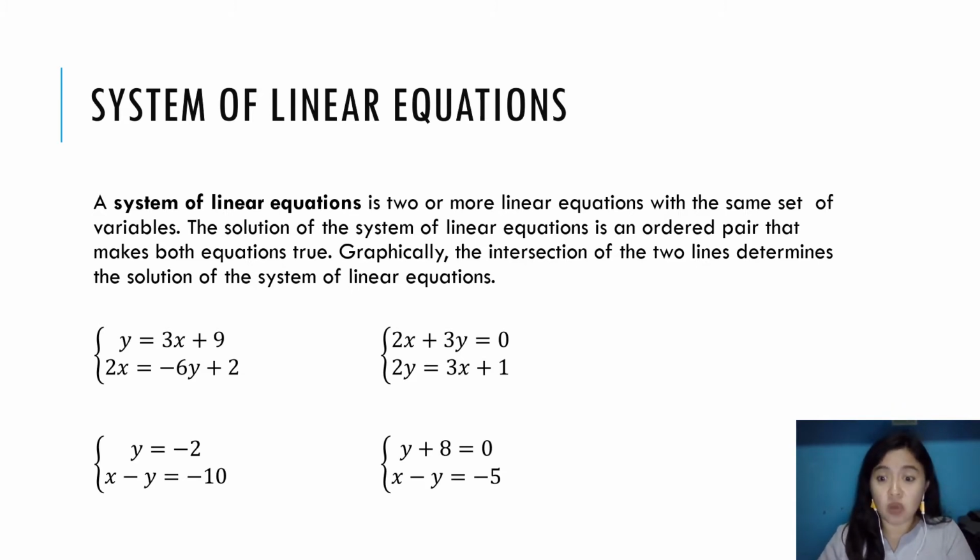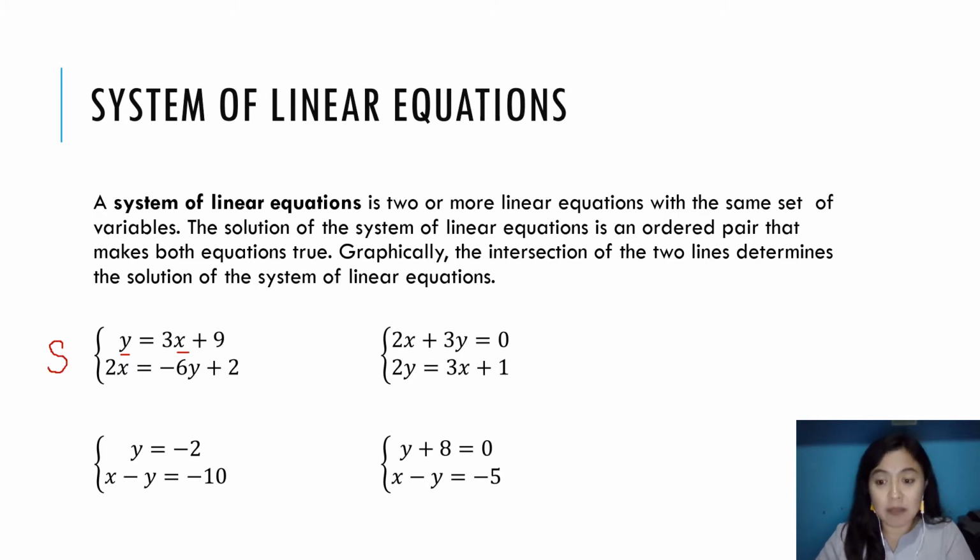We will identify which of these are systems of linear equations and which are not. So, let's have the first example here. The system includes the equations y is equal to 3x plus 9, and the second equation is 2x is equal to negative 6y plus 2. So, if you can see, both of them are linear equations, and both of them also use two similar variables which are y and x. So, therefore, this entire system is a system of linear equations.